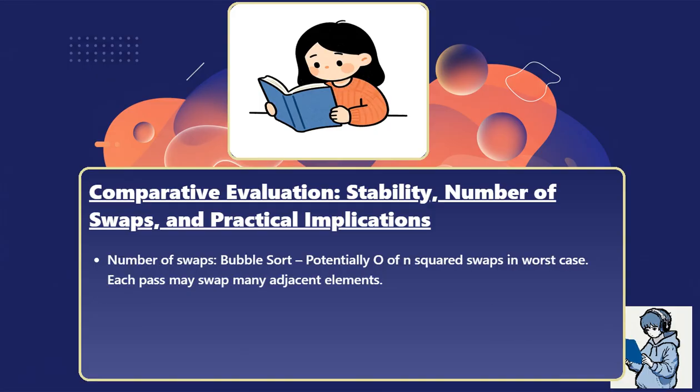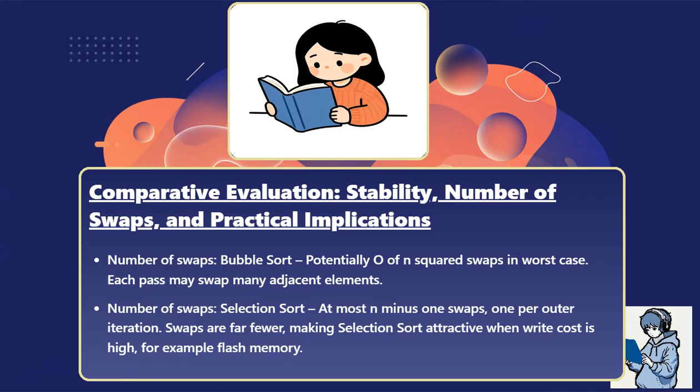Number of swaps: bubble sort makes potentially O(n squared) swaps in the worst case. Each pass may swap many adjacent elements. Number of swaps: selection sort makes at most n minus 1 swaps, one per outer iteration. Swaps are far fewer, making selection sort attractive when write cost is high, for example flash memory.